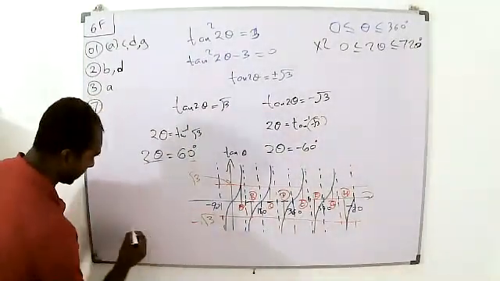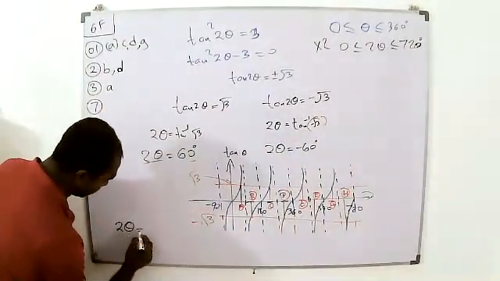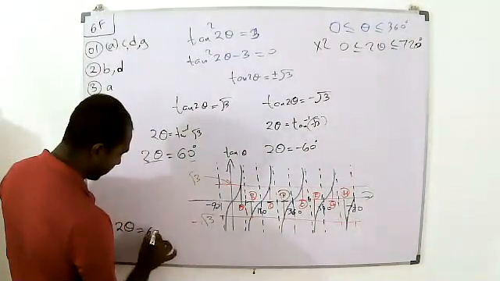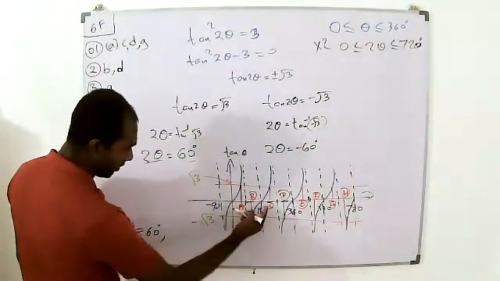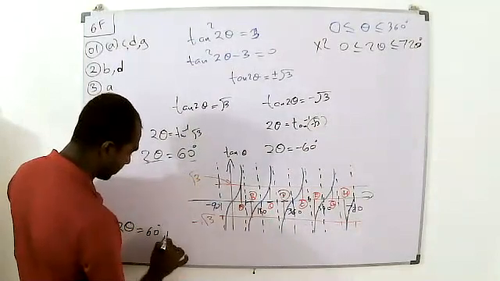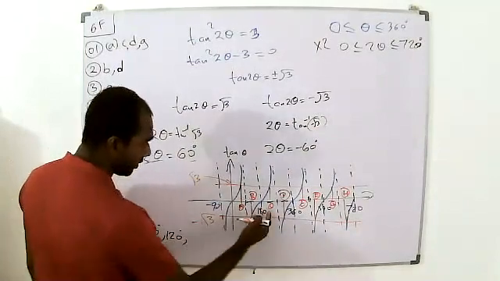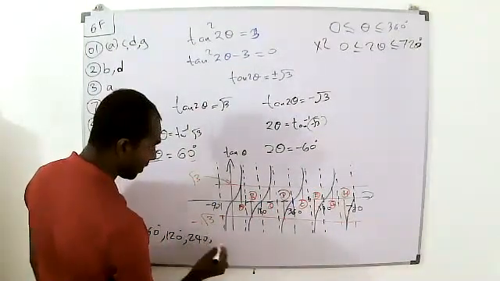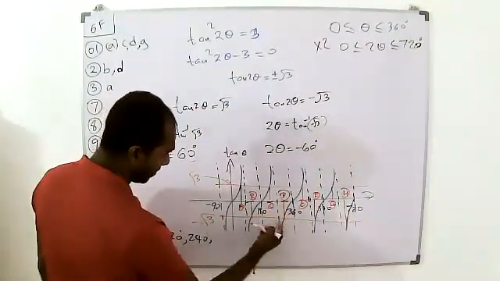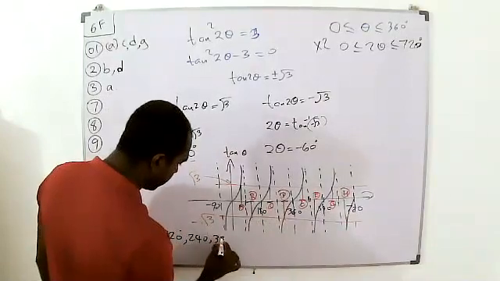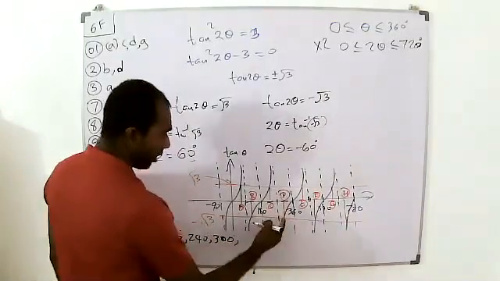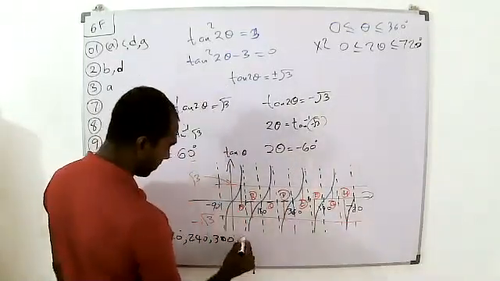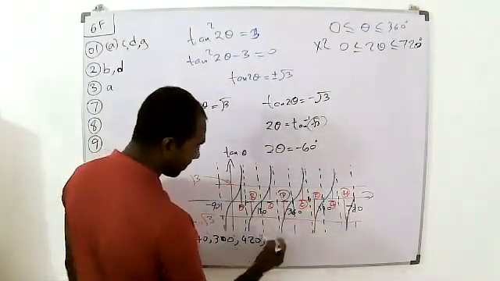So 2 theta is equal to how much? One value is 60. A is 60. B is going to be 180 minus 60, 120 degrees. C, 180 plus 60, 240 degrees. D, 360 minus 60, 300 degrees. E is going to be 360 plus 60, 420 degrees.